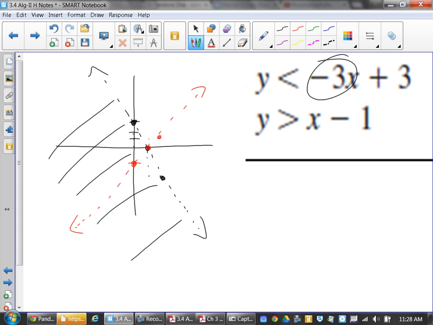Wait, hold on. I just graphed y is greater than x minus 1, and I haven't shaded it yet, and you're all freaking out. My y-intercept is -1, my slope is 1. I go up 1, right 1, up 1, right 1, and I connect the dots. Does it go through the origin? No. Is 0 bigger than -1? Yes. So I shade above.